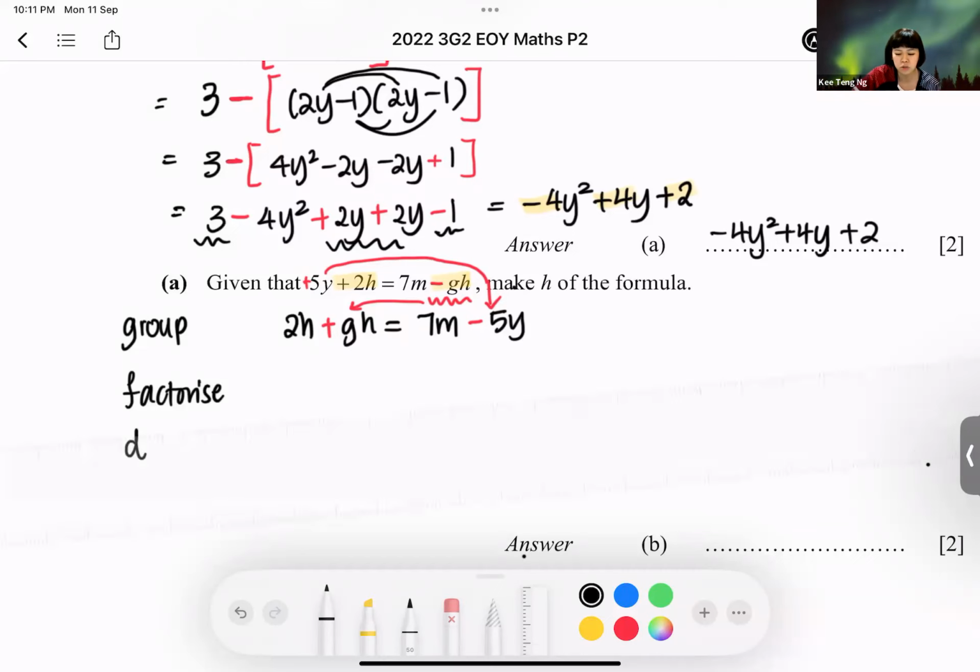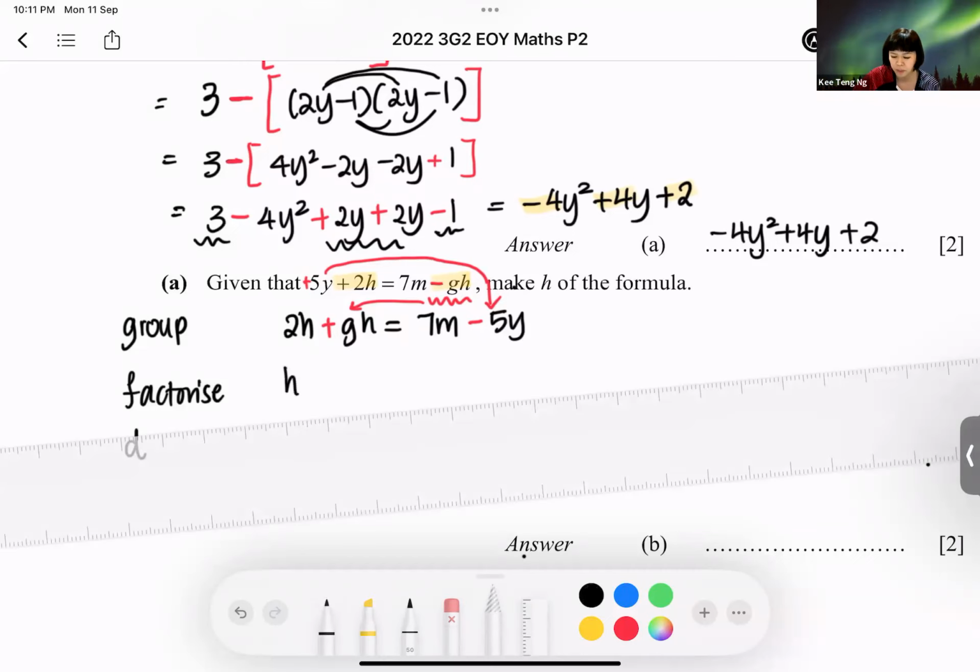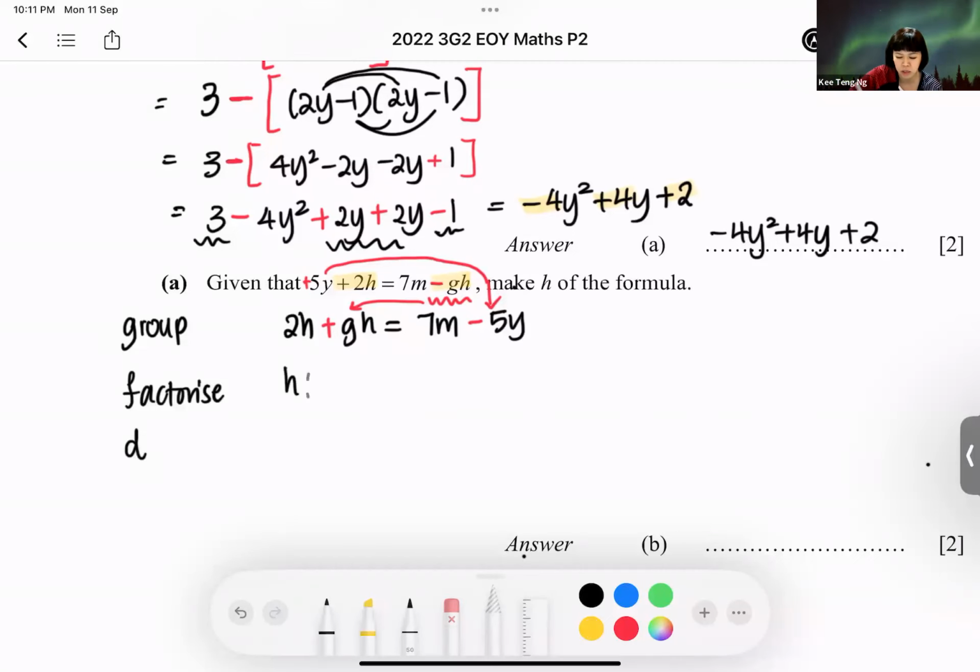So this is just H. No H square, so it's just H times, right? Now remember, there are two terms over here. The bracket here will definitely need two terms. Sometimes it's just left with a letter itself, then you take it out, then it becomes the number 1. So you must remember to write the number 1 also. But in this case, this one is just 2 plus G, no problem.